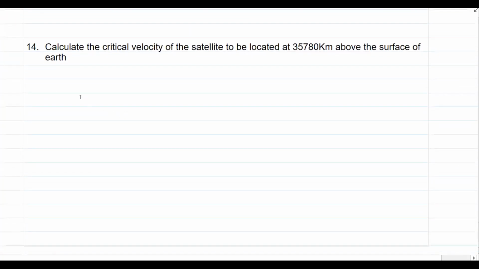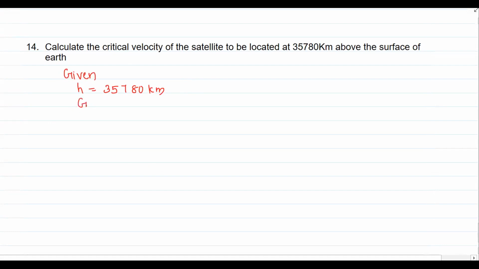Now the last question. Calculate the critical velocity of the satellite to be located at 35,780 kilometers above the surface of the Earth. Here the height is given, h is equal to 35,780 kilometers. We want to find out the critical velocity. We know the formula is under root GM upon r plus h. So we need GM and r also.